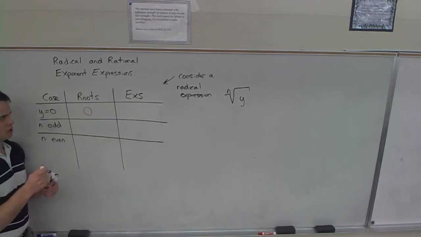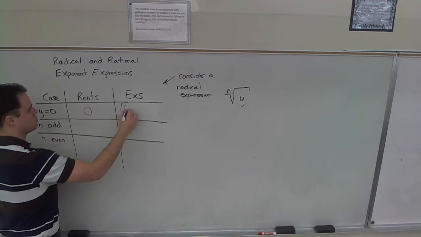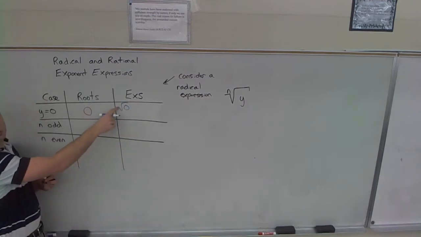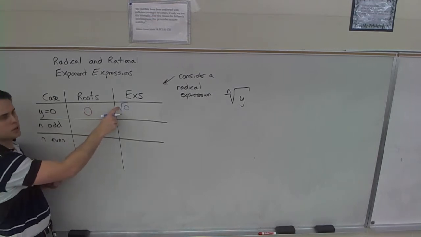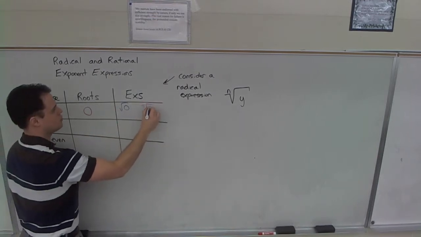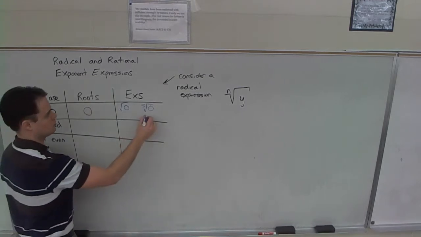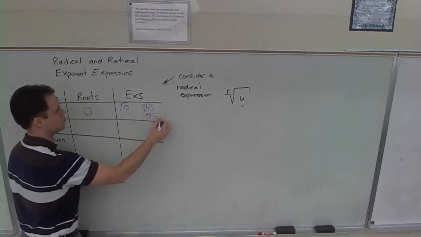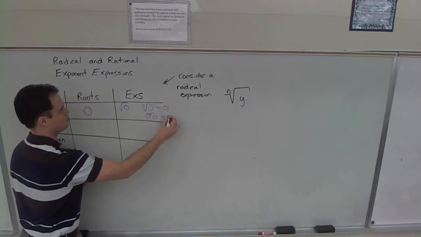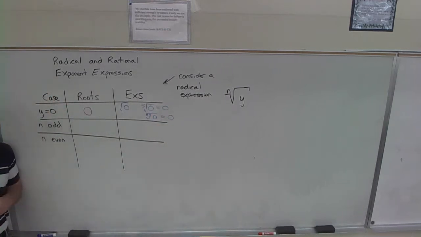Examples of that might be like the square root of 0. If we don't put a 2 there, it means square root, right? But you can put a 2 there if you want to clarify. We just usually don't. The 5th root of 0 would be 0. The 113th root of 0 would be 0. Okay, so that's kind of the most simple thing.